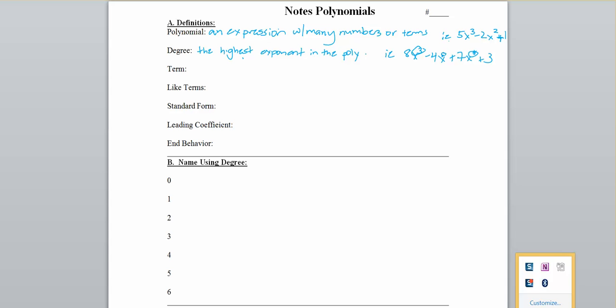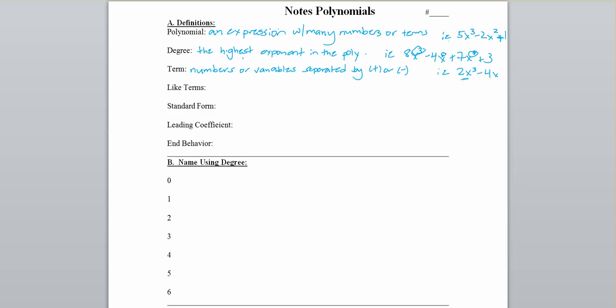A term is a number or variable separated by plus or minus. So you're not separating by multiply and division. So when I have something like, again, 2x to the third minus 4x, those are two terms, because this is a term and this is a term. It's separated by a subtraction sign. I could change that to addition and it would still be two terms because it's separated by plus or minus.